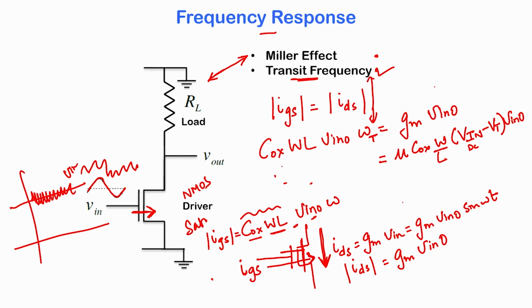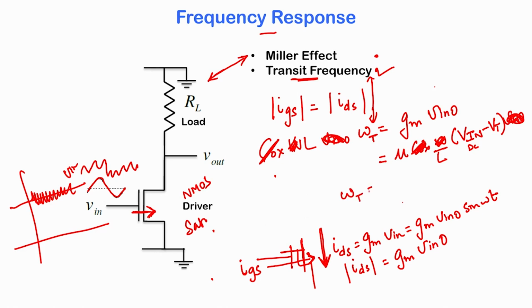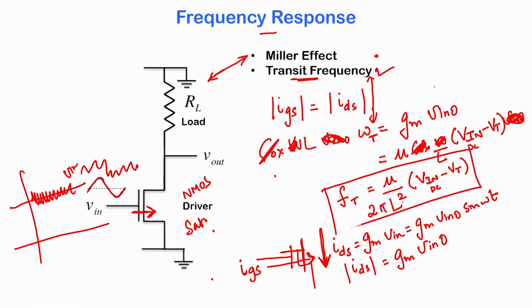So, Cox cancels on both sides, W cancels on both sides, Vno cancels on both sides, and what we are left with is this definition for the transit frequency, which is omega t is mu by L square into Vin DC minus Vt. And if you write it in terms of the frequency in hertz, if you say Ft, then you divide this by 2 pi. So, this is a very key parameter in any technology.